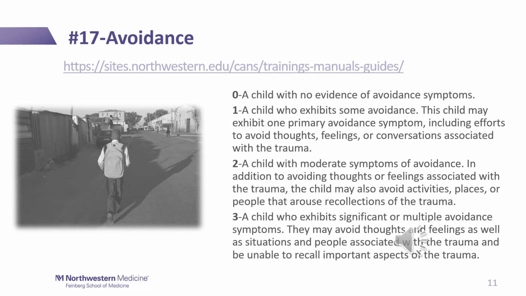And a 3, a child who exhibits significant or multiple avoidance symptoms. They may avoid thoughts and feelings as well as situations and people associated with the trauma and be unable to recall important aspects of that trauma. That is the important distinction between a 2 and 3, is that a 3, they are also unable to recall important aspects of the trauma.